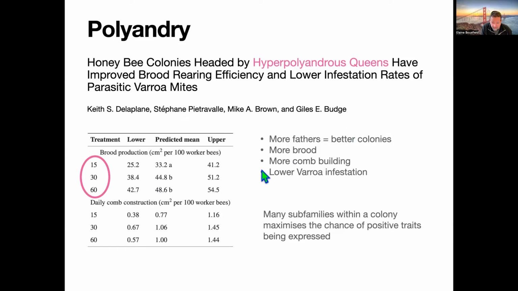And they found that the ones that had more polyandry, more dads, they made more brood, they built more comb, and they had lower varroa. So nature wants the queen to be mated many times by many different drones, which is another reason why I'm very much in favor of pumping out as many good drones as we can into our local areas.